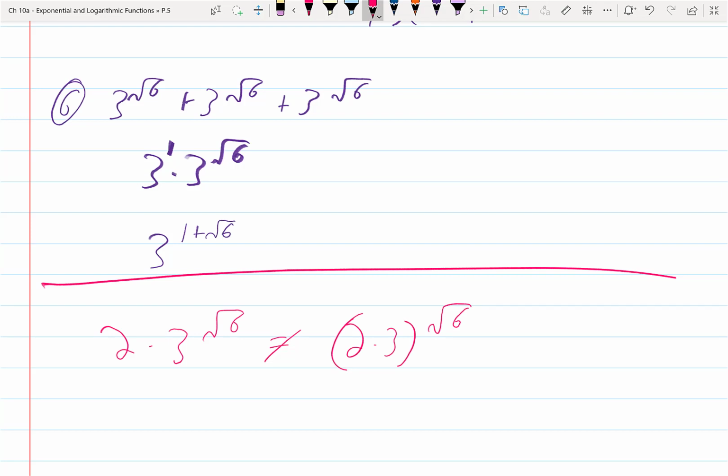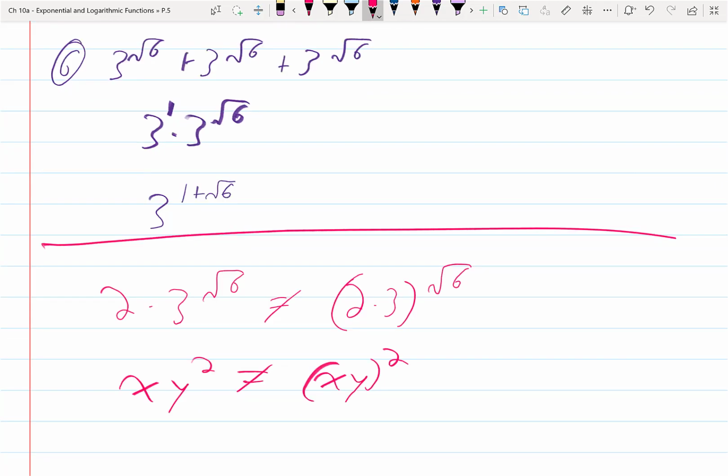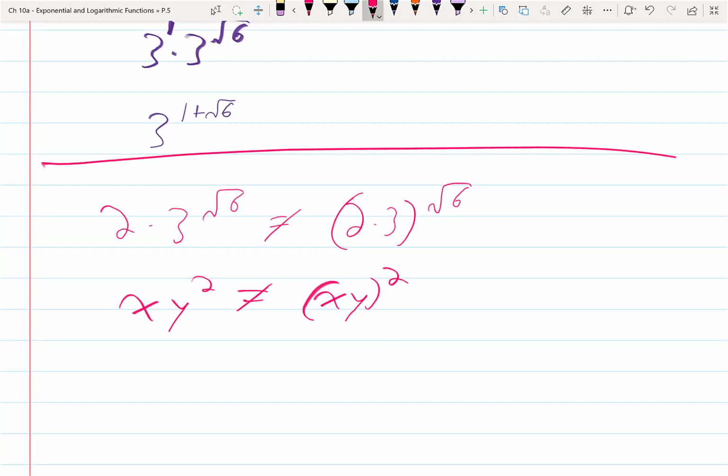I want to keep clear that this right here is not the same as this. This is a little bit of a note to yourself. Just like xy squared is not the same as xy quantity squared. You guys know the second one, so the first one should make sense. I also want to remind you that negative 9 to the x is not the same as negative 9 raised to the x.